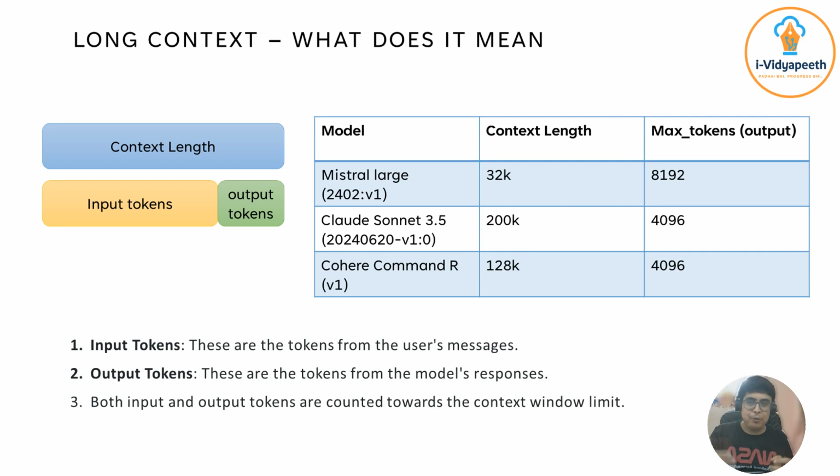Okay, so input tokens are the tokens from the user messages, that is the context: the system message plus the user prompt plus your private information from RAG that you can give. The output tokens are the model's response. Both input tokens and output tokens are counted towards the context window limit. Okay.